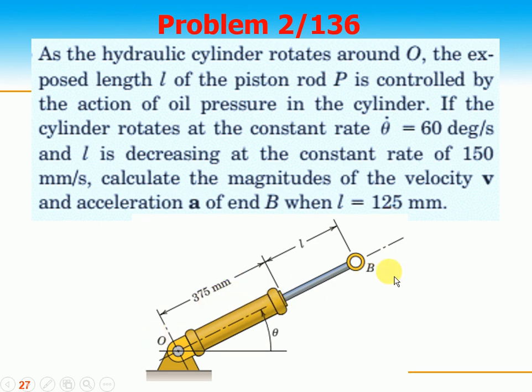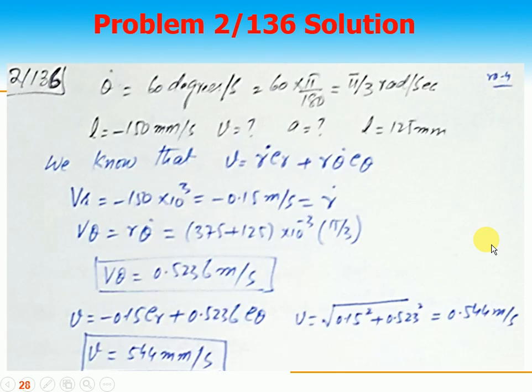This length is fixed and this length is changing with time. So we have a theta dot. Theta dot is given to you as 60 degree per second. So 60 into pi by 180 is pi by 3 radian per second. L dot is equal to minus 150 millimeter per second, which is going to change. The length which is fixed, we will add when we take the value of r. We need to find velocity and acceleration where L is equal to 125 millimeter. So this is the L dot, 150 millimeter per second.